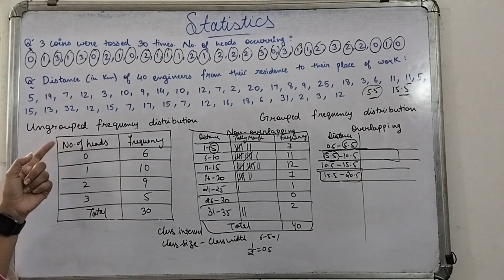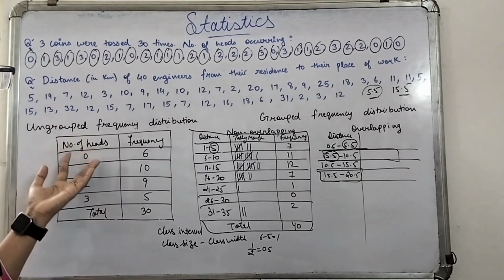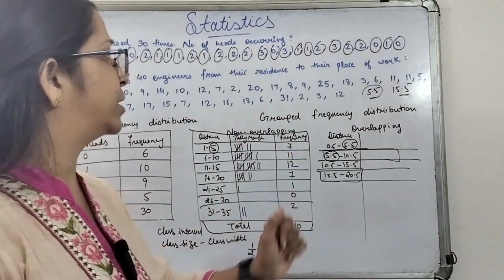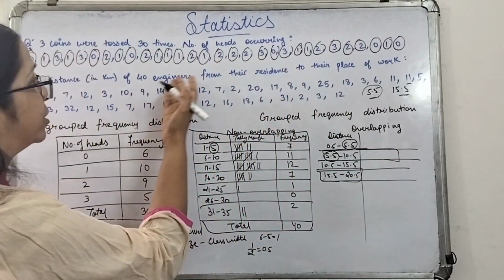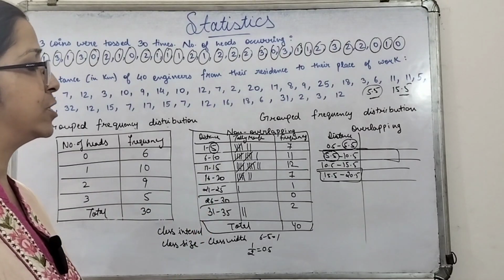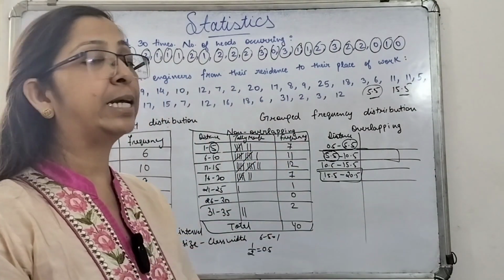Over here the hats were only 0, 1, 2 and 3. So that's the reason it was easy to represent like this. It's not required to convert it into a grouped frequency distribution table. But if your data varies from 2 to 32, 35, all these numbers, then it's better to go for a grouped frequency distribution table. So this is how we can represent the data in tabular form.